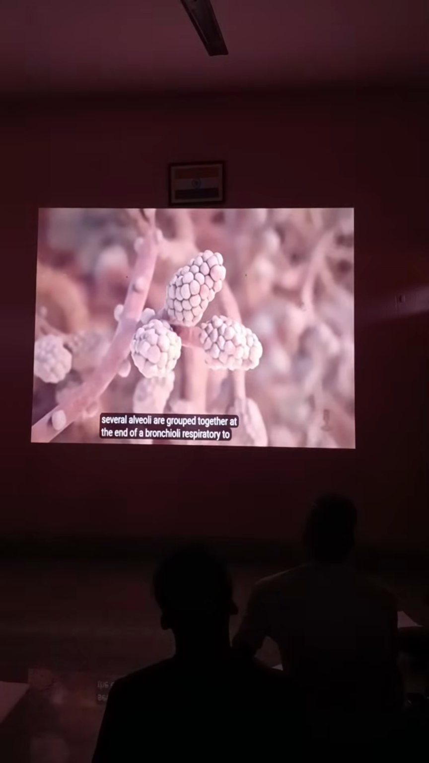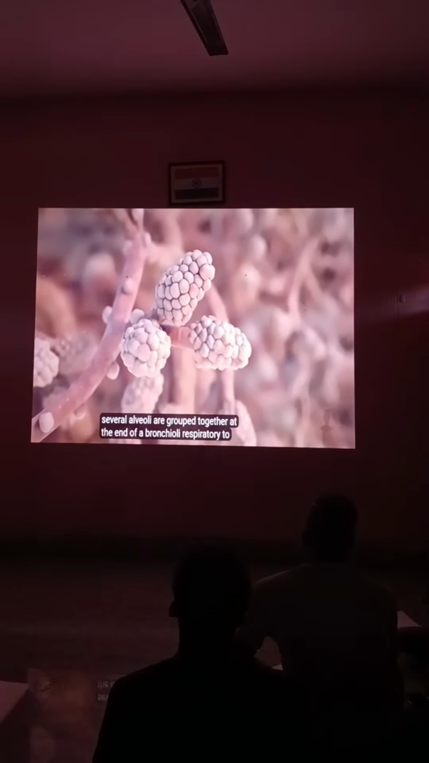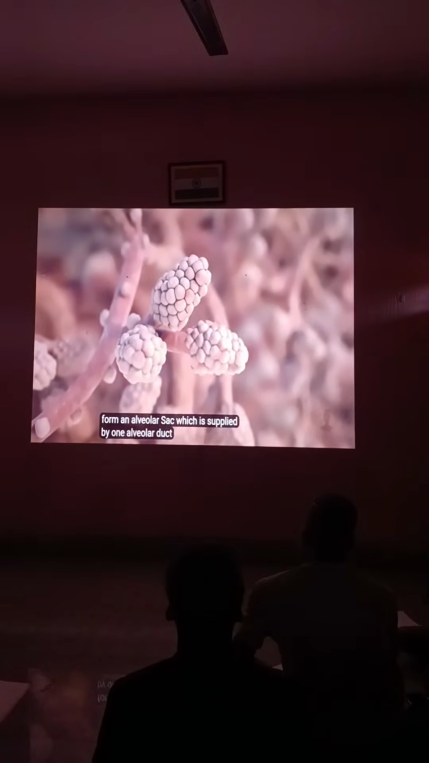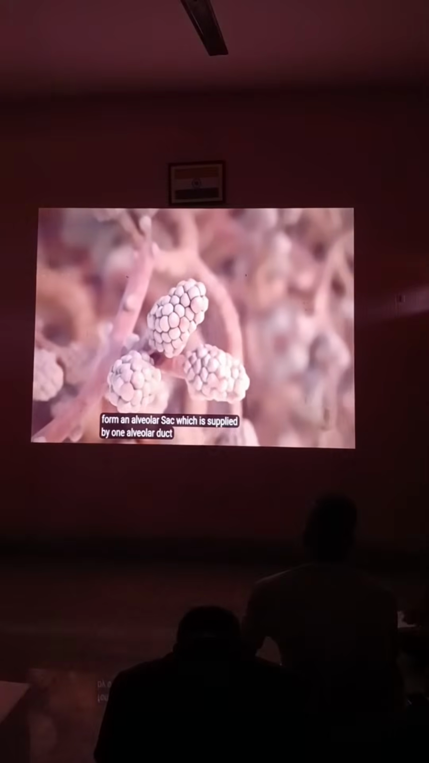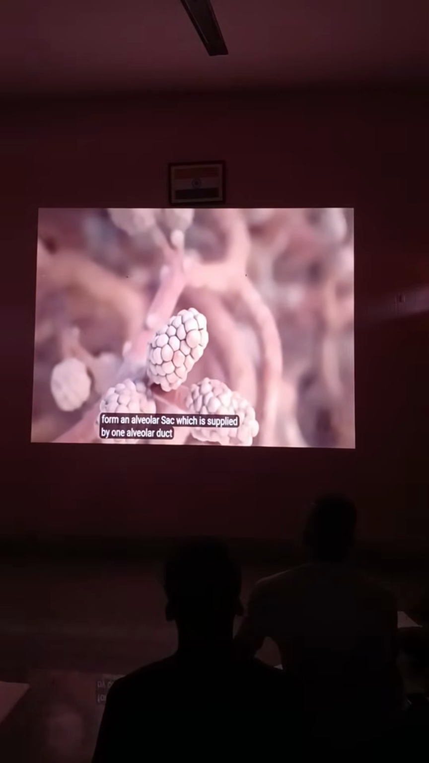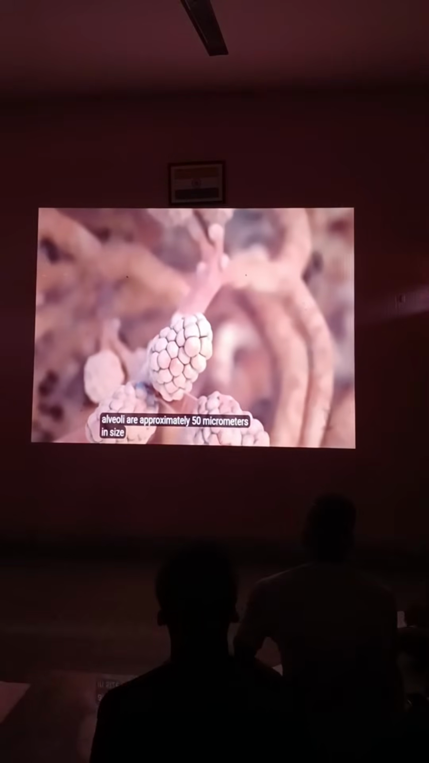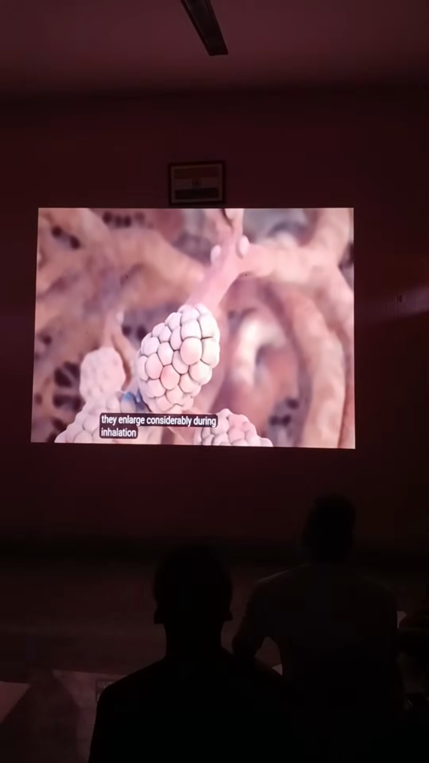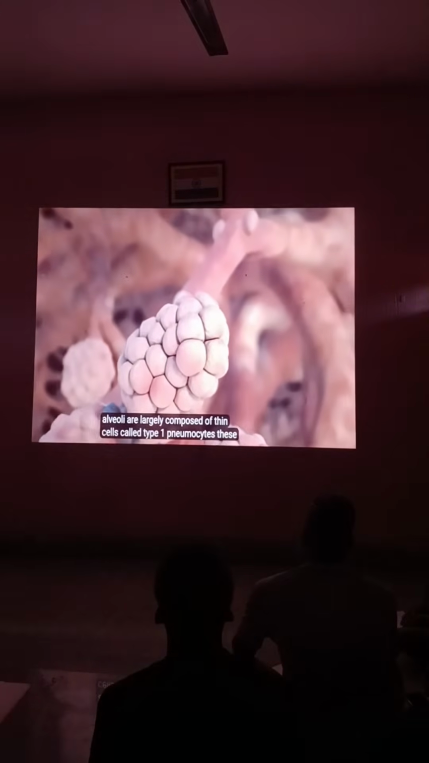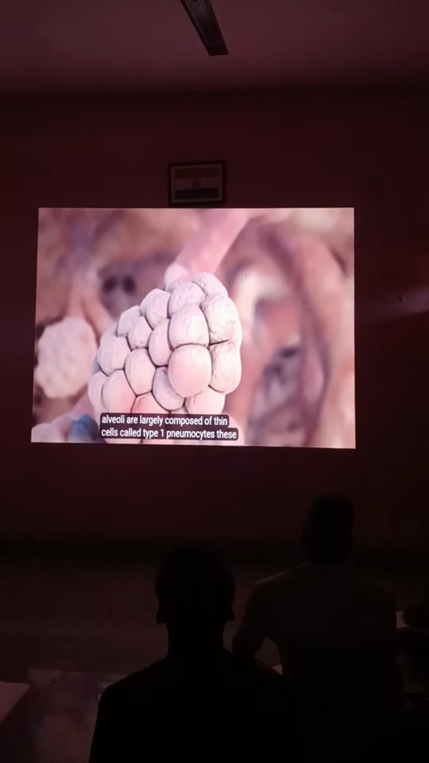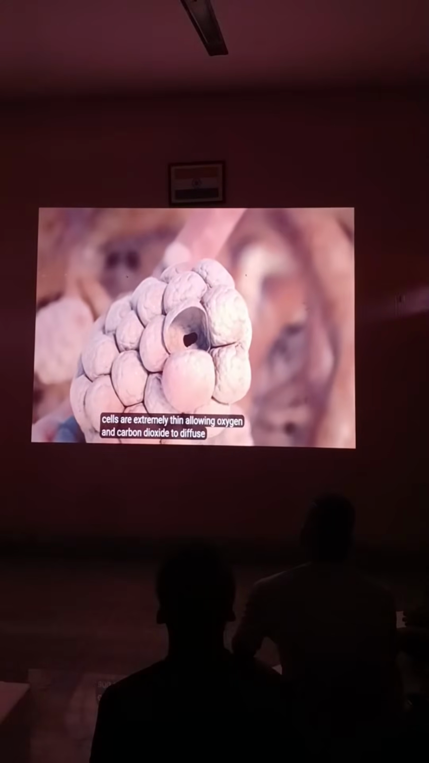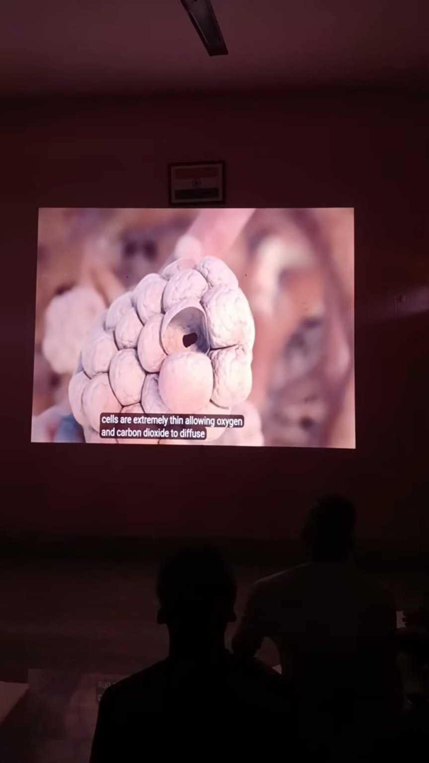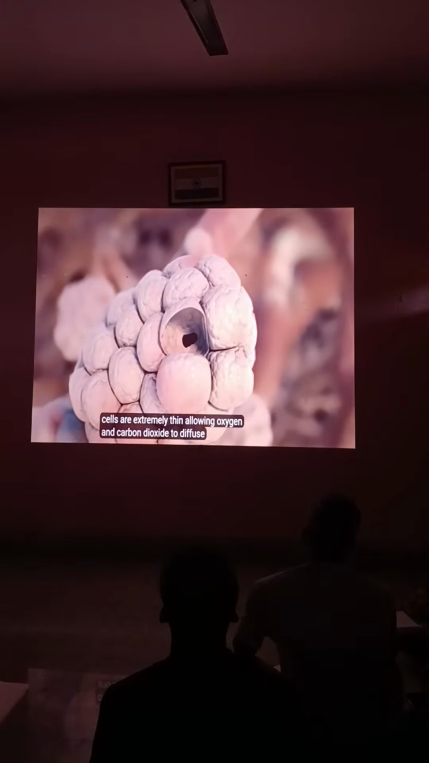Several alveoli are grouped together at the end of a respiratory bronchiole to form an alveolar sac, which is supplied by one alveolar duct. Alveoli are approximately 50 micrometers in size. They enlarge considerably during inhalation. Alveoli are largely composed of thin cells called type 1 pneumocytes. These cells are extremely thin, allowing oxygen and carbon dioxide to diffuse.